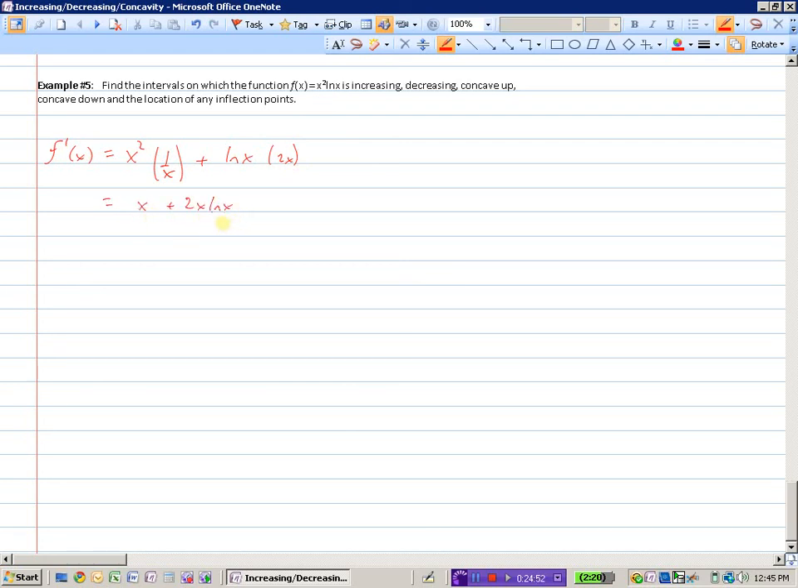The second derivative then would be the derivative of this. Derivative of x is 1. We have another product rule here. So first term times the derivative of the second term plus the second term times the derivative of the first term. And we would get 1 plus 2 plus 2 ln x, which is 3 plus 2 ln x. So we have our first and we have our second derivative.